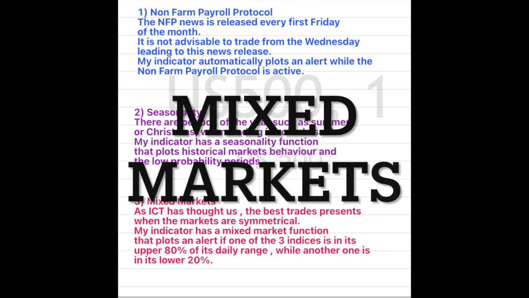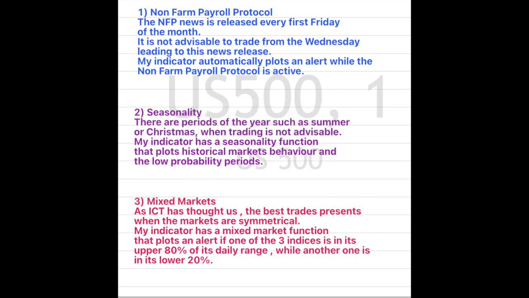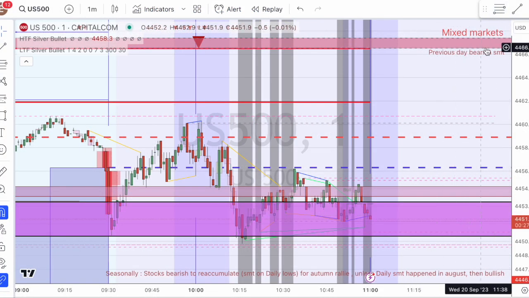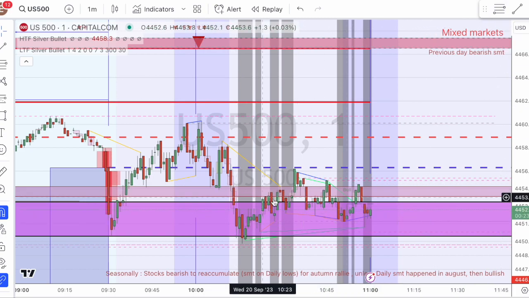Mixed markets. As ICT has taught us, the best trades present when the markets are symmetrical. My indicator has a mixed market function that plots an alert if one of the 3 indices is in its upper 80% of its daily range, while another one is in its lower 20%.